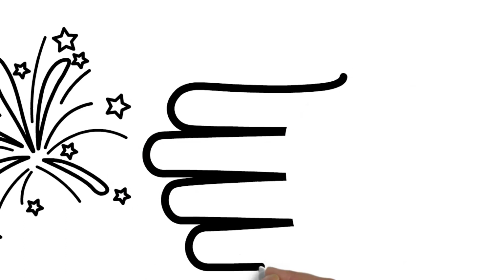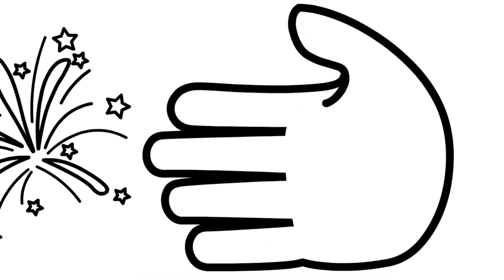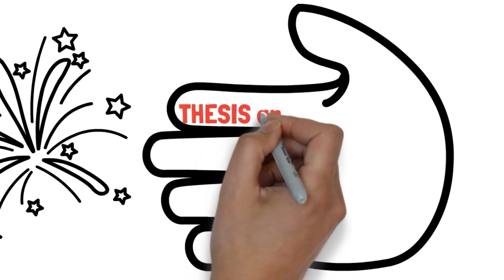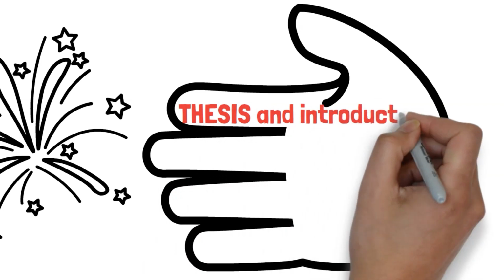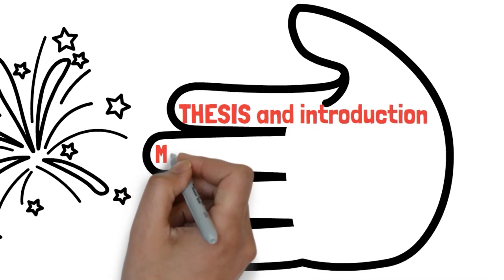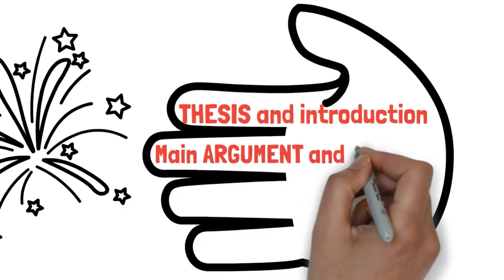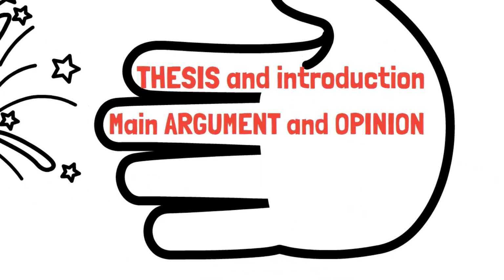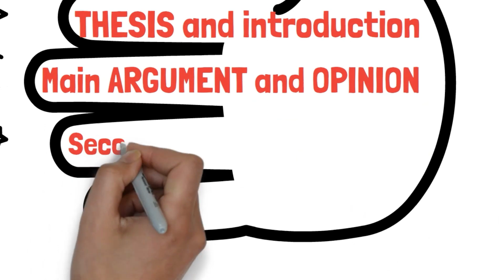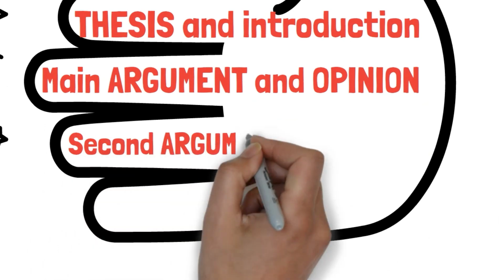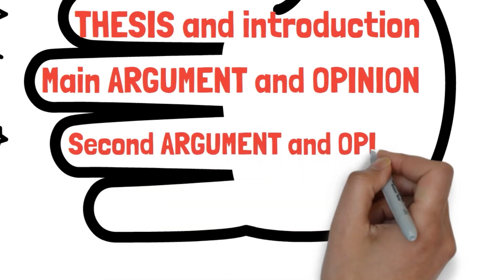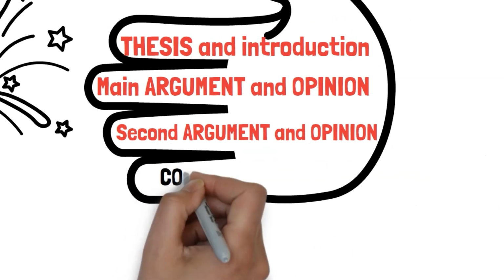There are then 5 key things to the structure. First will be the thesis and introduction. Don't worry if you don't yet know what a thesis is, you will find out in this video. That will be your first paragraph. Your second paragraph will be your argument, giving your opinion. The third paragraph will be a second argument backing that opinion up.